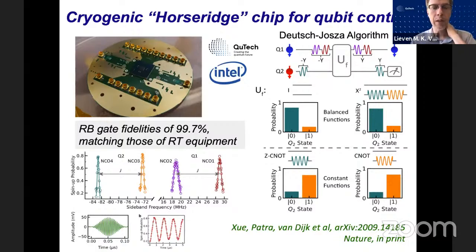The single qubit gate fidelities were 99.7 percent here, limited by the sample, and we had the switch going back and forth between room temperature and cryochip. We got the same fidelities. And it's sufficiently flexible that we could even already program some small algorithms on our qubits.